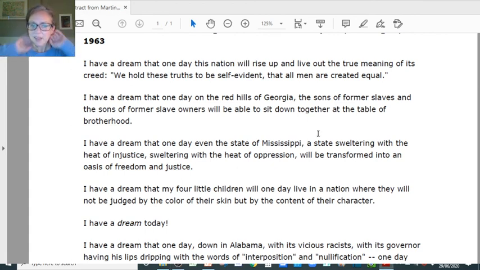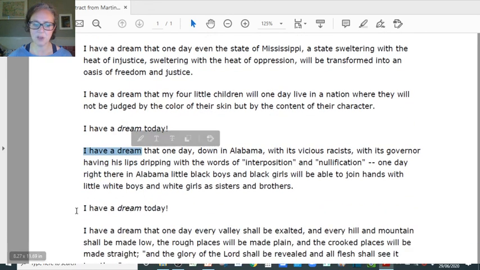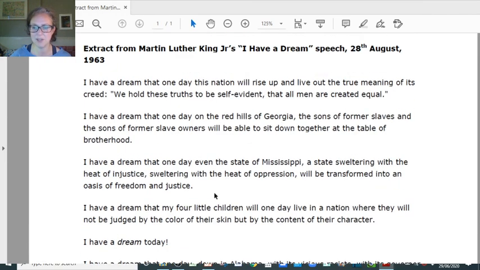Right. So obviously we've got "I have a dream" repeated. Every single paragraph starts, "I have a dream." So repetition, definitely. What about facts and opinions?